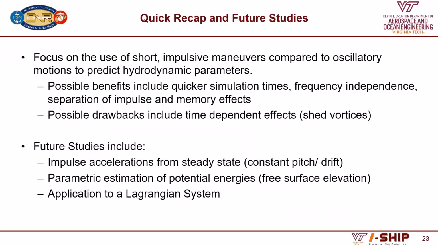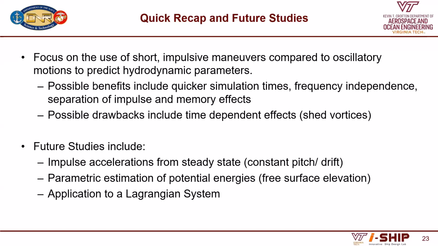So this study was focused on the use of short impulsive motions compared to oscillatory motions to predict hydrodynamic parameters. Some of the possible benefits of using this impulsive motion model include quicker simulation times. We're only running 1/1000th of a second compared to several frequency oscillation periods. It's also frequency independent. We're not depending on the frequency of oscillation, having to run several different simulation oscillation frequencies, but instead we can use Cummins' integral equation and just use the infinite frequency added mass. We also start to see the separation of impulsive and memory effects.